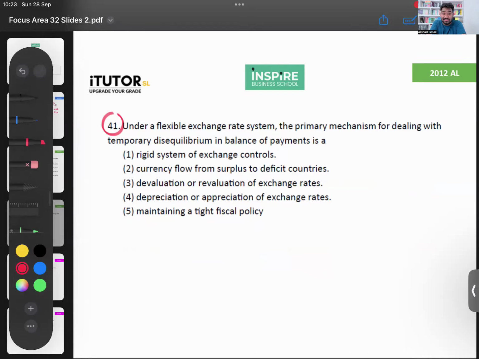Automatically, what happens to the currency? The currency will start to either appreciate or depreciate. If there's so much of dollars coming in, automatically it will start appreciating. If money is going out, it will start depreciating. So your answer there is number 4.